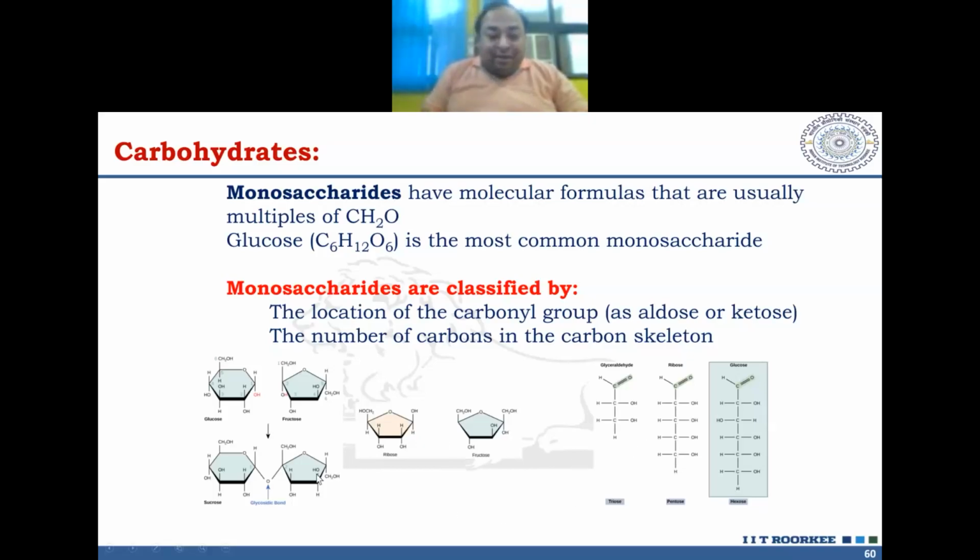If you look here, they could be in cyclic form, they could be in open chain form. There is 3 carbon, so it is called triose. If it is 1, 2, 3, 4, 5 carbon, it is called pentose. So glyceraldehyde is an example of triose, and ribose, if you remember, in DNA and RNA there is ribose and deoxyribose. They are examples of pentose, and then there is hexose, which is glucose and other related ones like fructose.